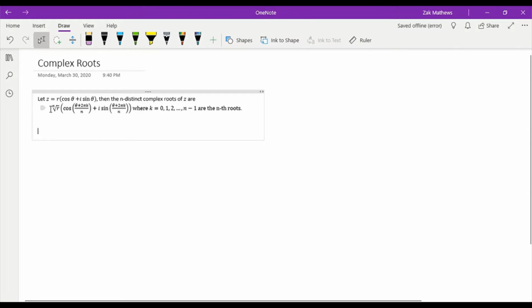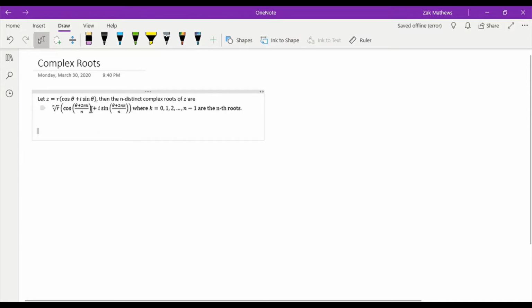So let's start by defining our complex number z to be r times cosine theta plus i sine theta, the traditional polar form, or the trigonometric form, of a complex number. Then we can find the n distinct complex roots of z using the equation: the nth root of r times cosine of (theta plus 2 pi k) over n plus i sine of (theta plus 2 pi k) over n. So the n is the nth root that we're looking for.